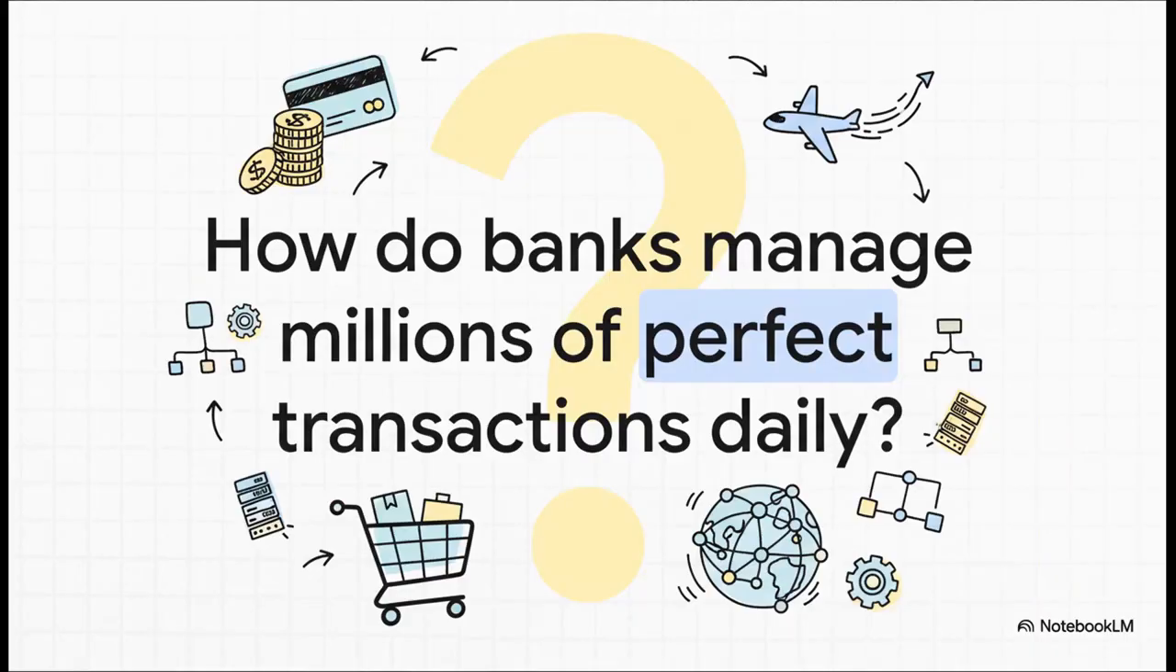I mean, seriously, how does that even work? How does your bank or an airline or a huge online store handle that absolute storm of information and not lose a single piece of it? How do they keep track of every single account, every flight, every order, and do it all flawlessly?